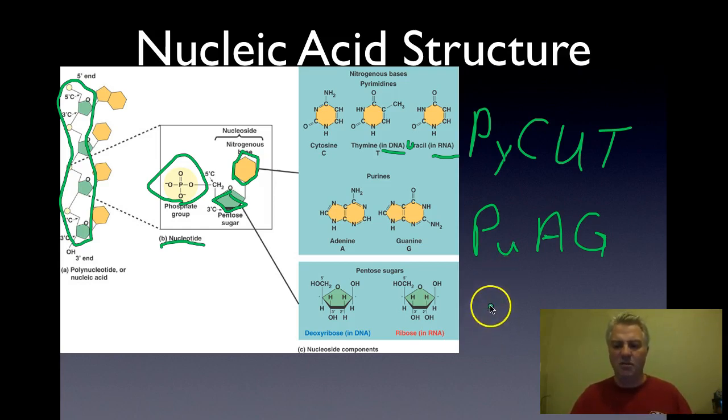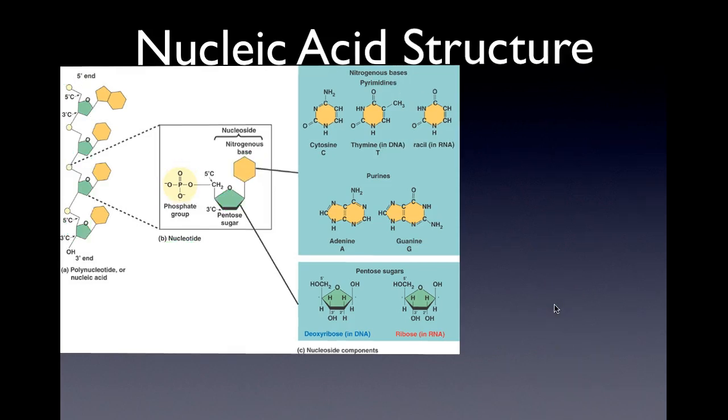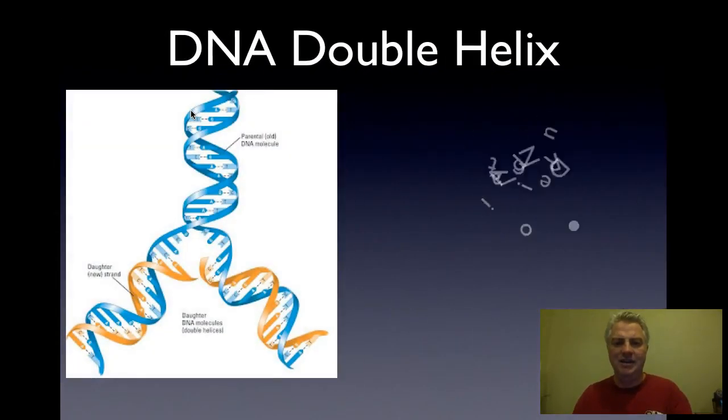But again, remember that when we're bonding them together, the A's always bond with T's, or U's, I guess I should put in there, and C's always bond with G's. So that's a key rule that we need to remember about DNA and RNA. Real quick, a little bit about DNA replication.